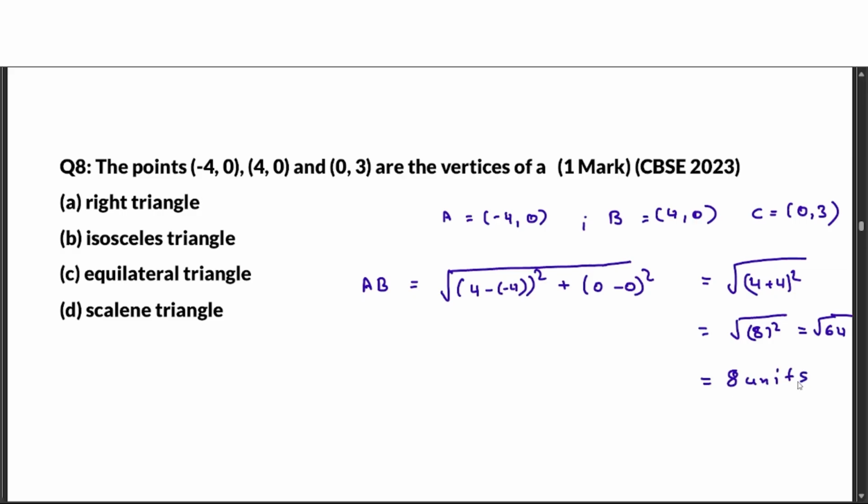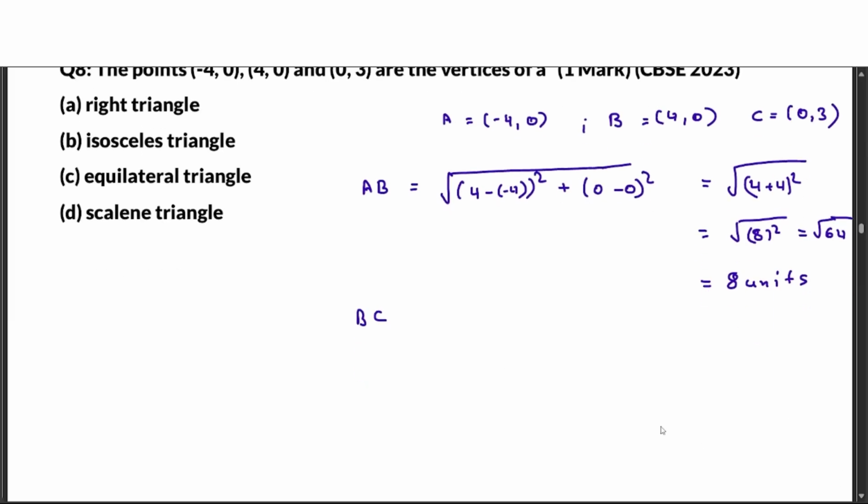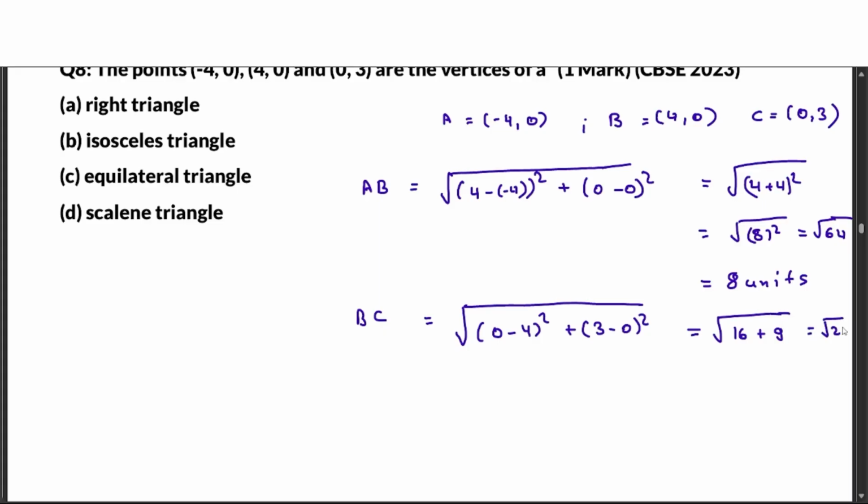Okay, now same way we can find the next one, BC. So BC, again use the distance formula. So square root of 0 minus 4 whole square plus 3 minus 0 whole square. So you will get 16 plus 9, which means square root of 25. So which means you will get 5 units.